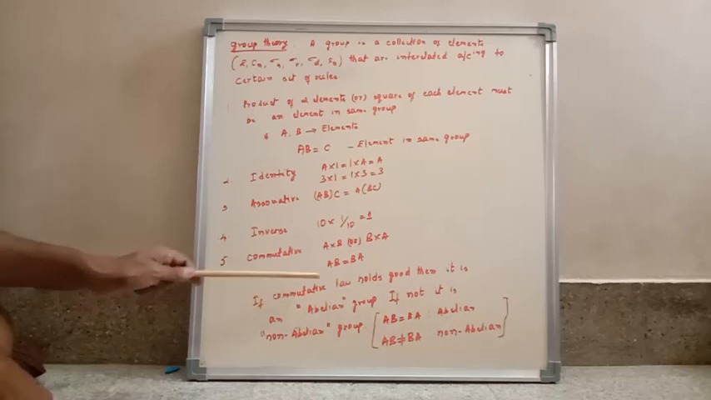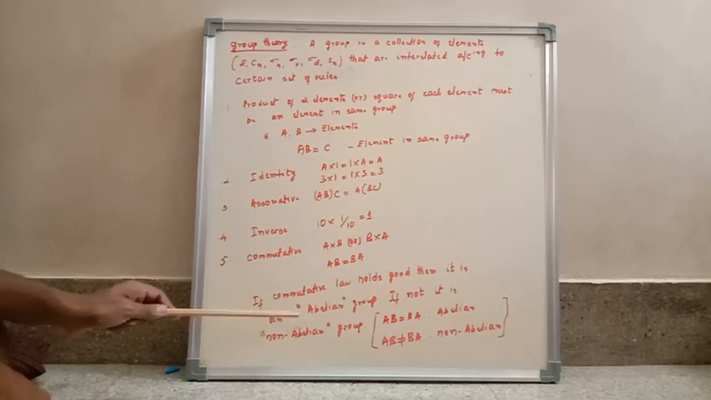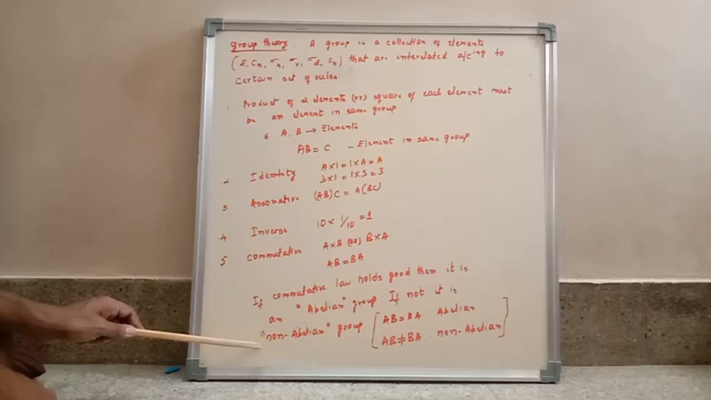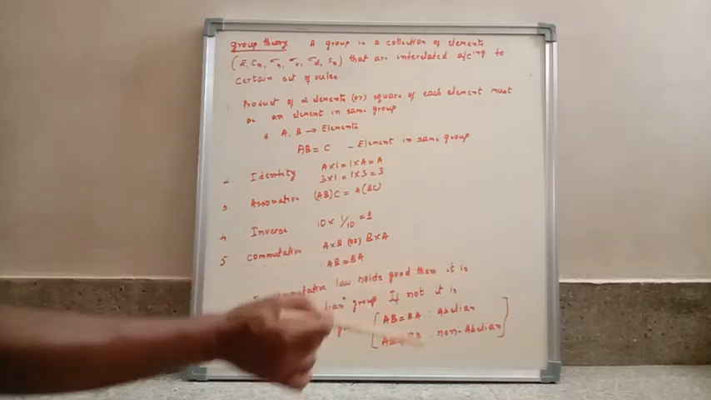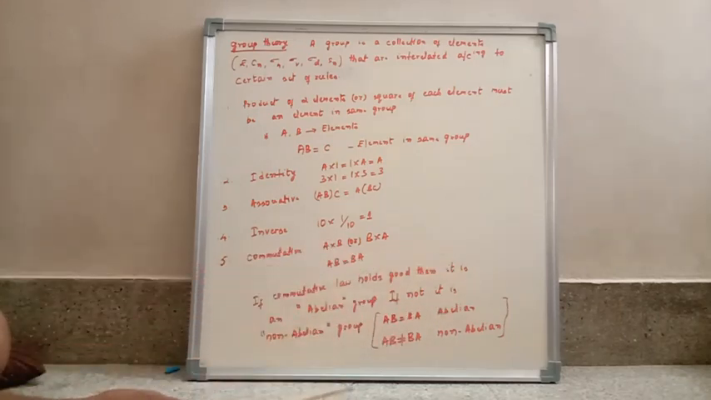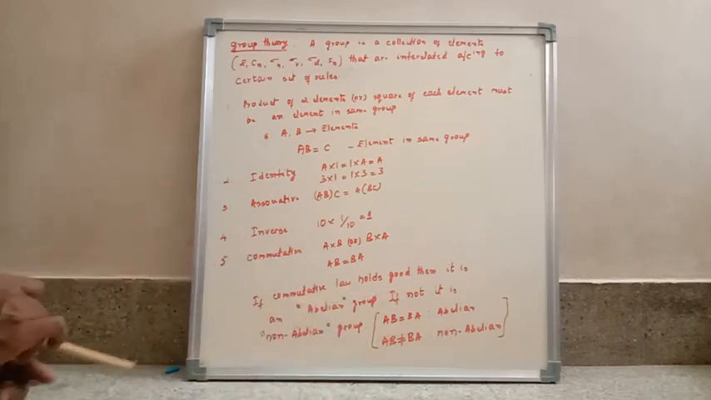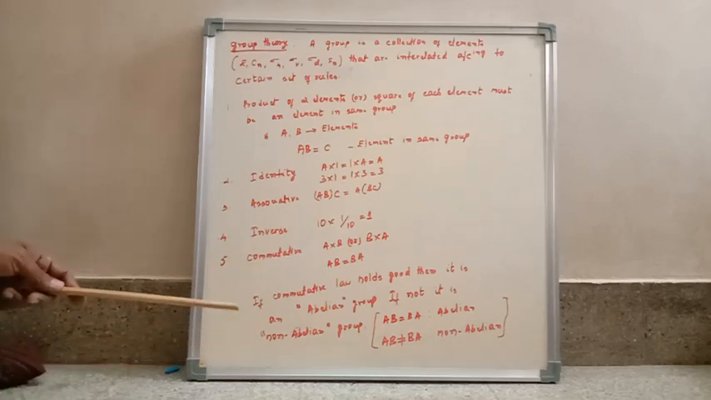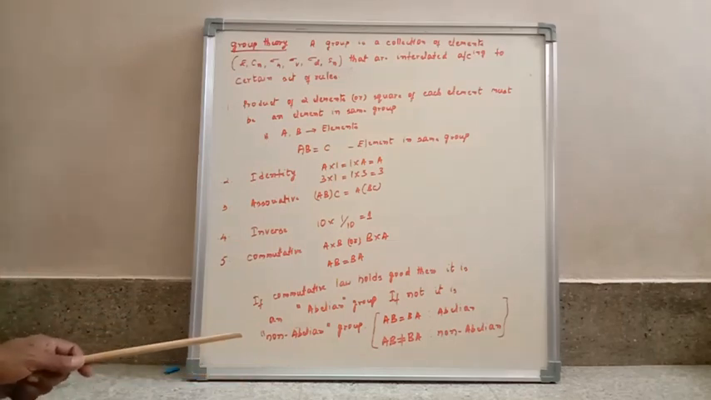Suppose the commutative law holds good, then it is called an abelian group. If it is not holding, then it is called a non-abelian group. That is, if A into B is equal to B into A, it is called an abelian group. If A into B is not equal to B into A, it is called a non-abelian group. If the commutative law is valid, it is an abelian group; if invalid, it is a non-abelian group.